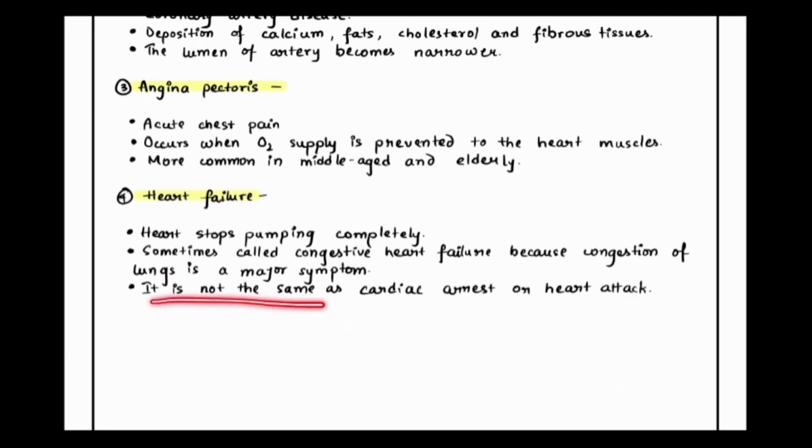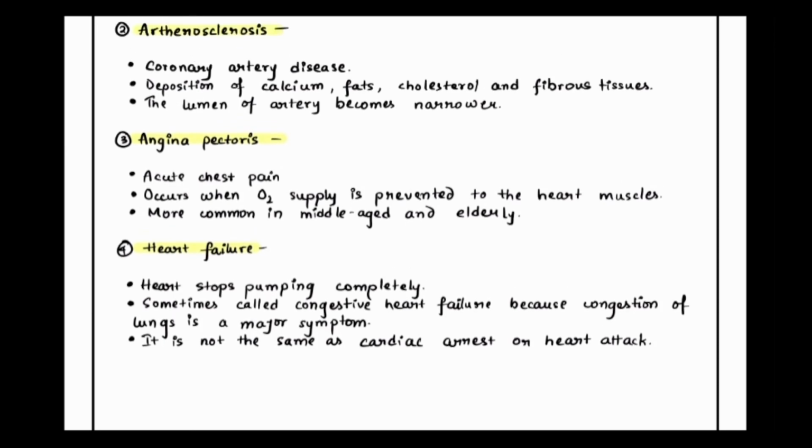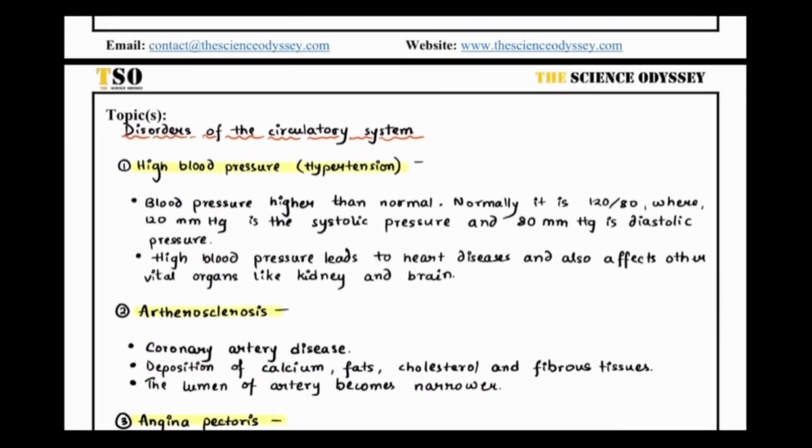It is not the same as cardiac arrest or heart attack. In heart attack, it is something related to angina pectoris, because the heart muscles are not getting the supply of oxygen. But heart failure is something different, because the heart stops pumping the blood. Whereas in angina pectoris, the heart is pumping the blood, but the oxygen is not properly supplied to the heart muscles. So that was it about the different kinds of disorders of the circulatory system.